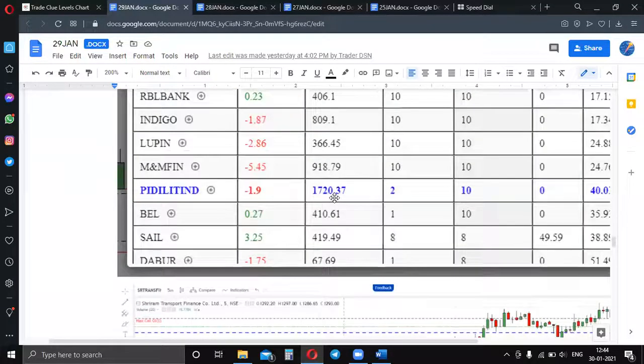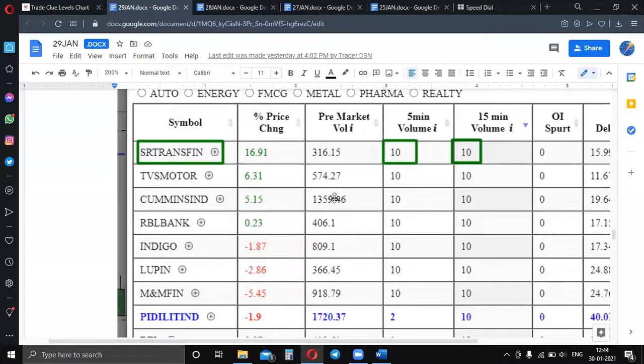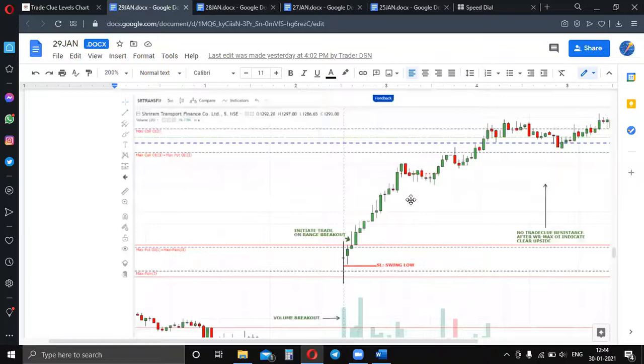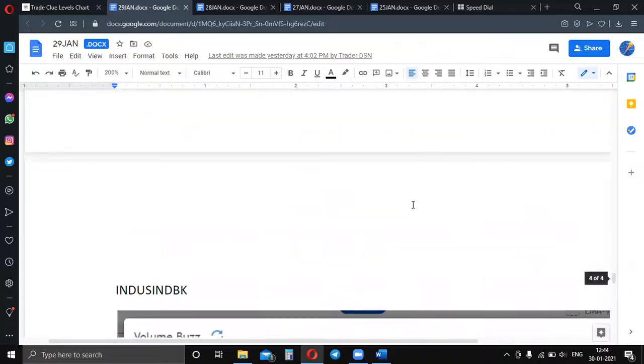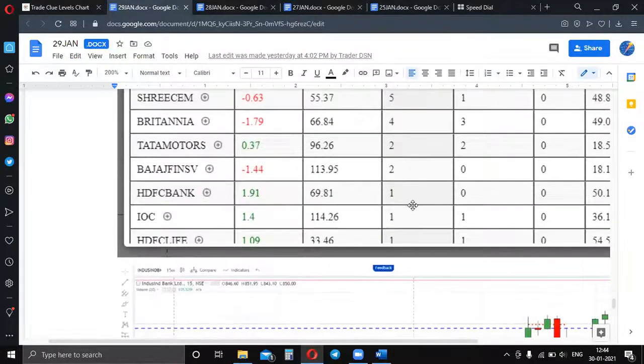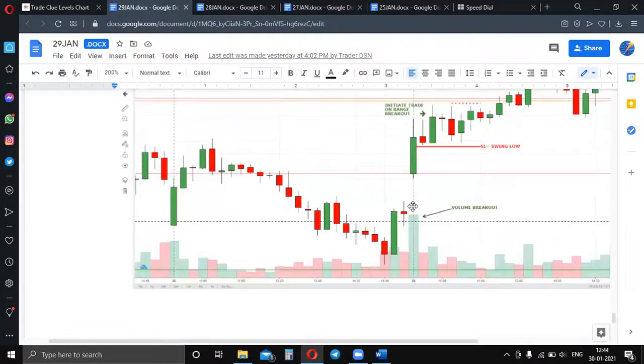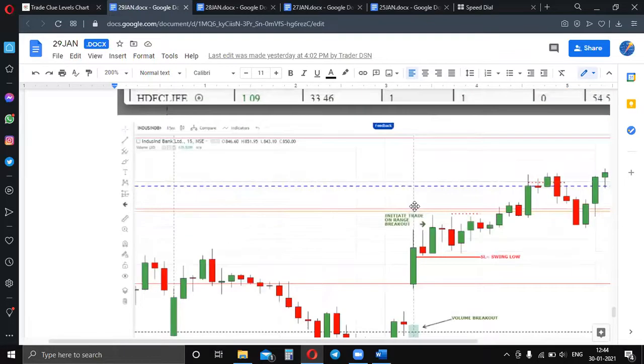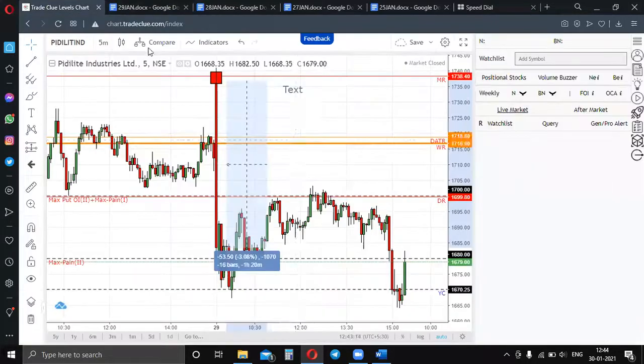Now on that day, SRT Fin was the top pre-volume candidate, also had very huge volumes, and then it started flying. So almost 16% movement happened in that stock. Same thing in the banking sector, IndusInd was having a huge volume. Now this is a part of practice, guys. I'm not saying to engage with every single stock, but at least start looking at the pattern. If I'm getting a pattern, I'll be more happy, right?